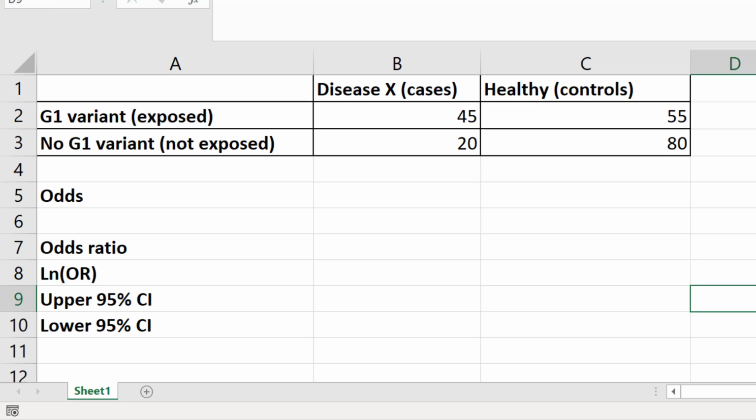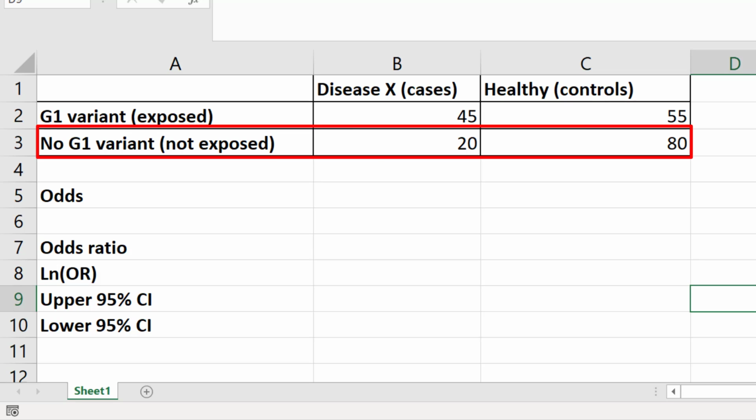Let's say I performed a case control study to see the association between a specific gene variant, known as G1, with a disease, known as disease X. In this study, there were 45 people with disease X that had the G1 gene variant, and 55 people without disease X that had the G1 gene variant. On the other hand, there were only 20 people with disease X that did not have the G1 gene variant, compared with 80 people without disease X.